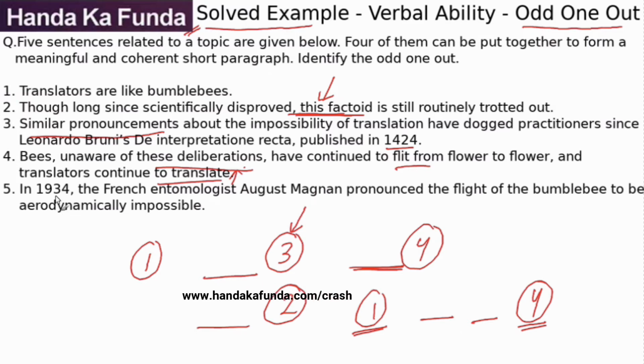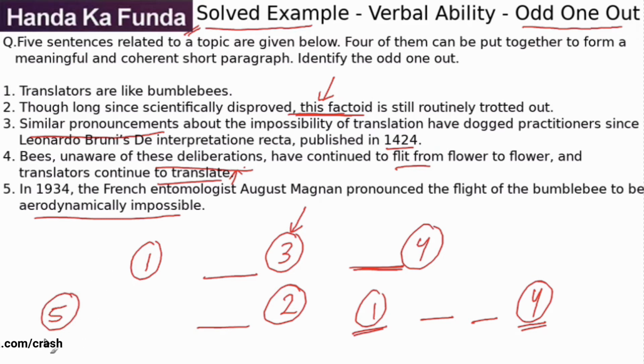Statement number 5 says, in 1934, the French entomologist August Magnan pronounced the flight of the bumblebee to be aerodynamically impossible. So this is a factoid, the factoid which was being talked about. This, that the flight of the bumblebee is impossible, is like the translations which were impossible, which were mentioned in 3. And then we have in 4 that bees do not care about such what an entomologist says. They continue to do their work. Similarly, the translators also continue to do their work.